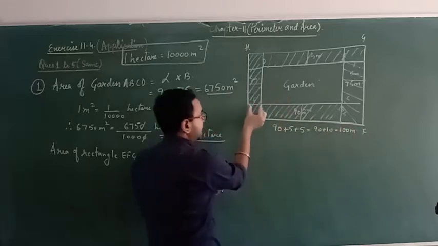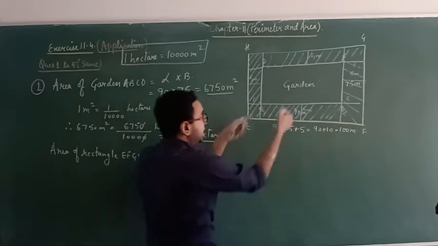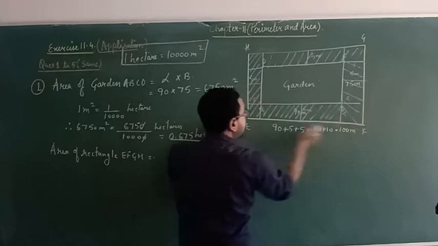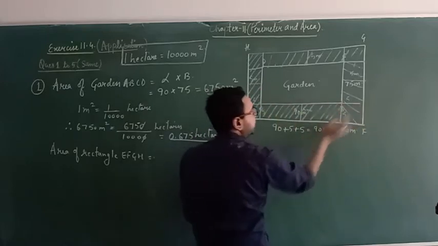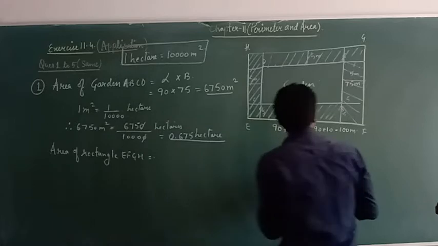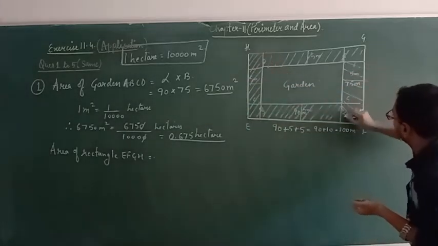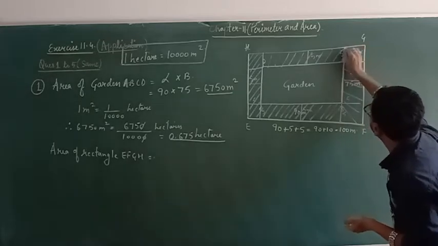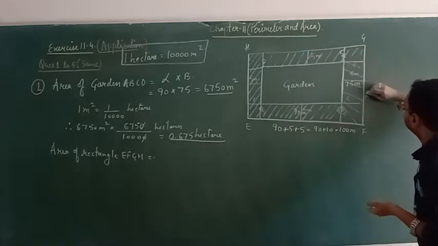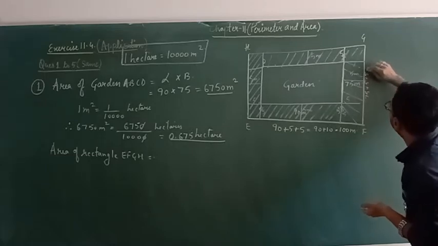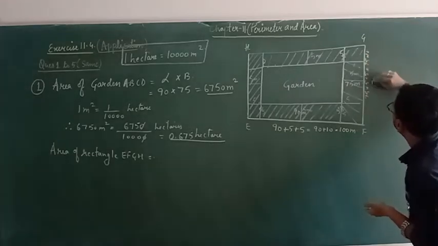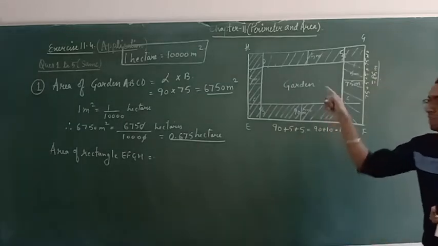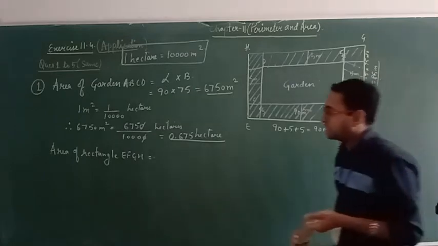Yes or no? 5 from here, because extra width is there. This is 90, 5 extra here, 5 extra here. So EF will be 90 plus 5 plus 5, that is 100. Similarly, from this side, this is 75. If I add 5 here and 5 here, I'll be getting 75 plus 10, that is 85 meter. Hence, we got the length and breadth of the outer. Are we clear? Next, let us see.